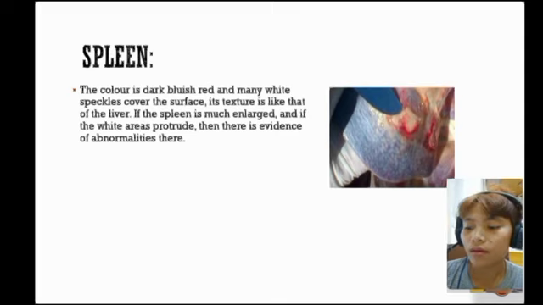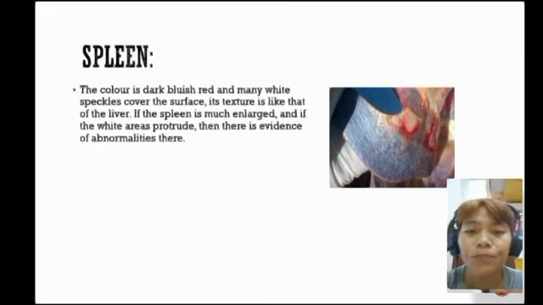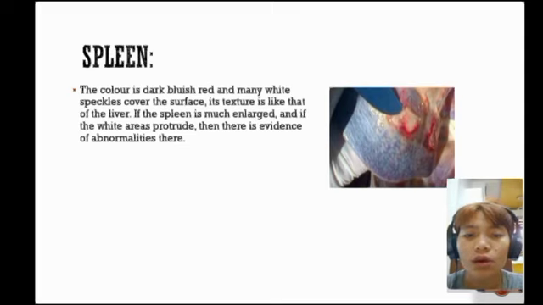Spleen. The color is dark bluish red and many white speckles cover the surface. Its texture is like that of the liver. If the spleen is much enlarged and if the white areas protrude, then there is evidence of abnormalities there.